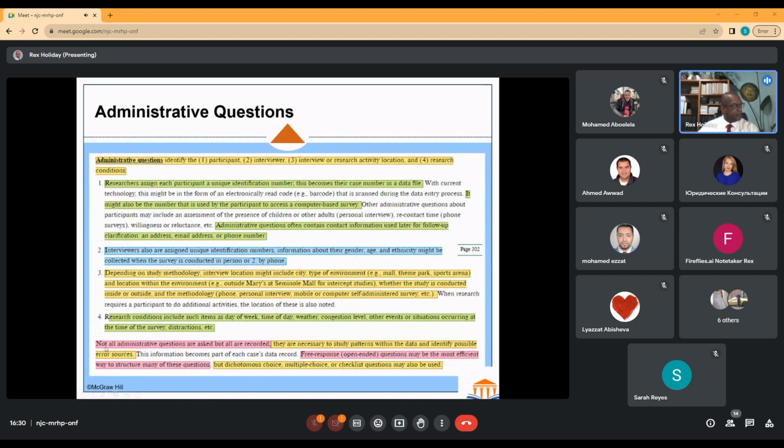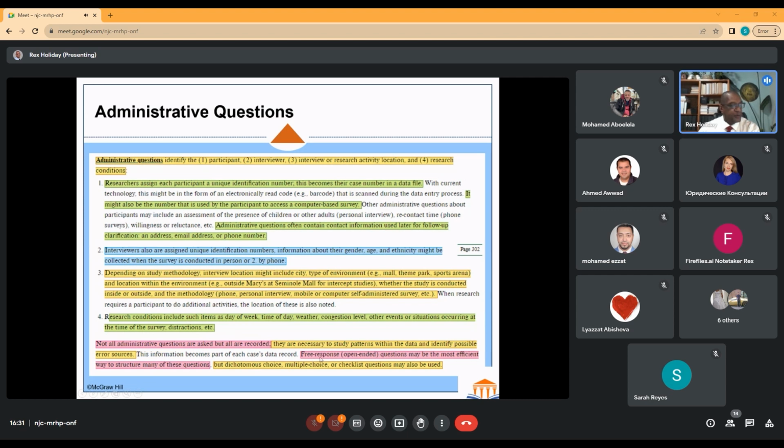Down here, I highlighted this paragraph as well. It says, not all administrative questions are asked, but all are recorded. That's interesting, right? If you didn't ask them, why would you want to record them? They are necessary to study patterns within the data and identify possible error sources. So you may go back and look and say, I didn't ask this, but this was a possibility, so this may be what is causing this error. That's why you would go ahead and record those, even if you didn't ask.